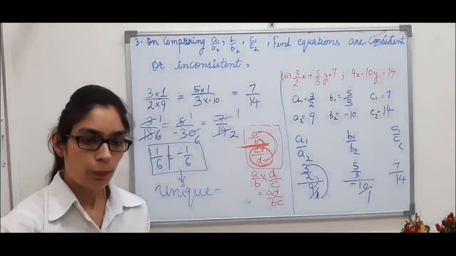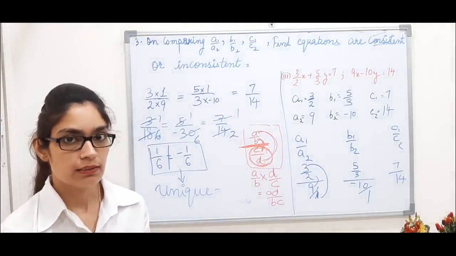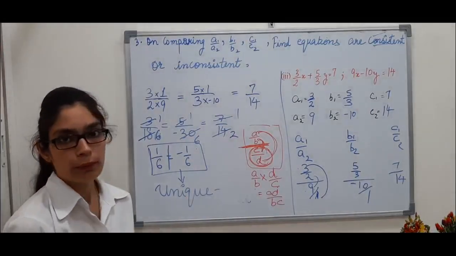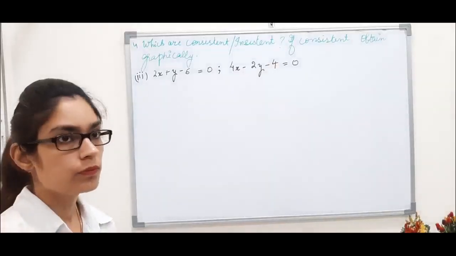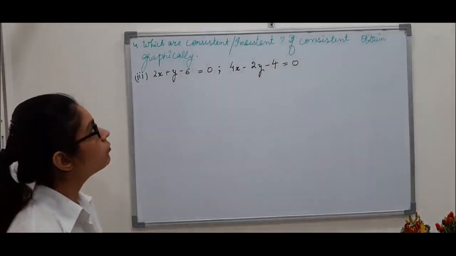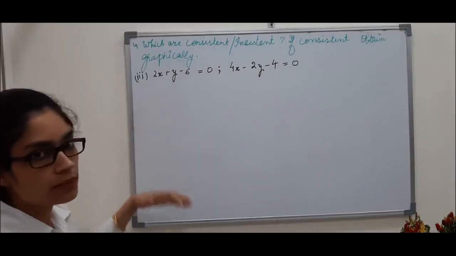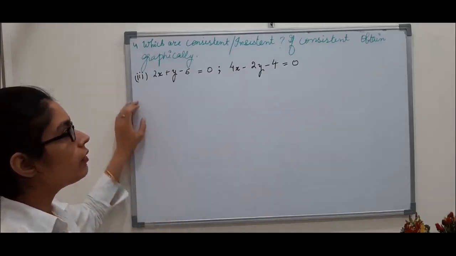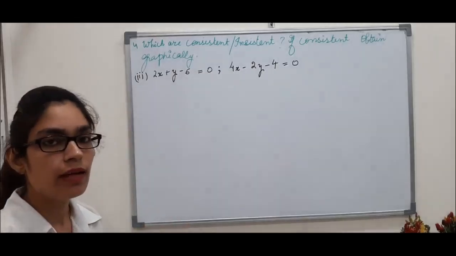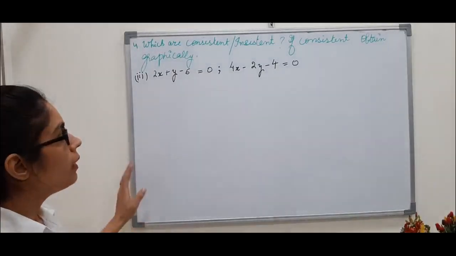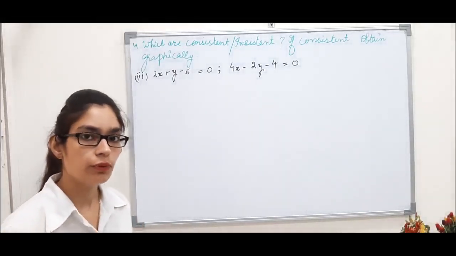So I have done two parts out of these. One was consistent and the other one was inconsistent. So the remaining three you have to do by yourself. Let's do the fourth sum now. In the fourth question, we have to find out which of the equations are consistent or inconsistent. And for the consistent equations, we have to draw the graph and find the solution. So again there are four parts. I will only do two parts, and the remaining two you have to do yourself.